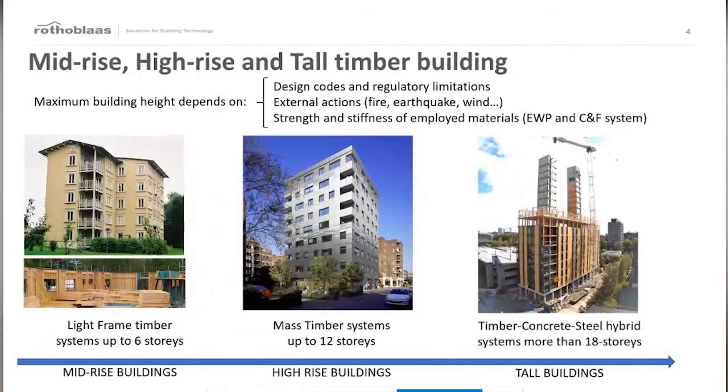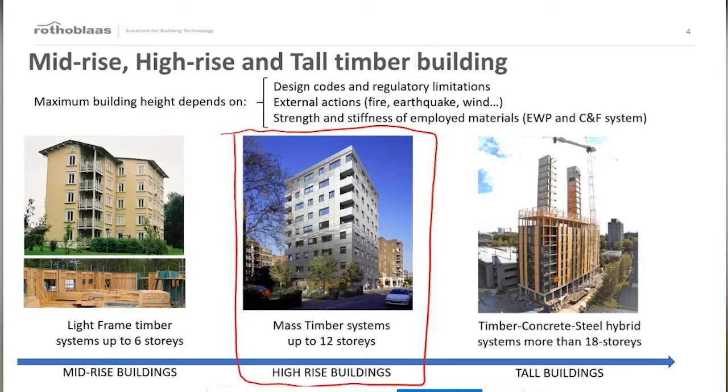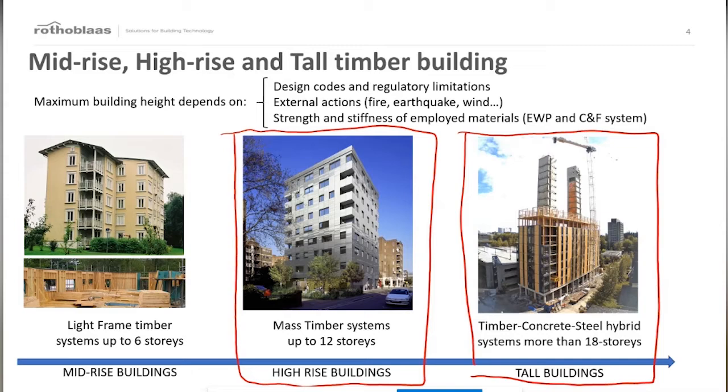So in this slide, I've used some pictures to explain the difference between three types of building: mid-rise buildings that are typically realized using light material and light technology, such as light frame buildings up to 6 stories. Then we have the most widespread technology nowadays, which is the mass timber system, typically used to realize high-rise buildings. And finally, we have tall buildings. In this case, we have a superstructure that can be realized only employing hybrid solutions.